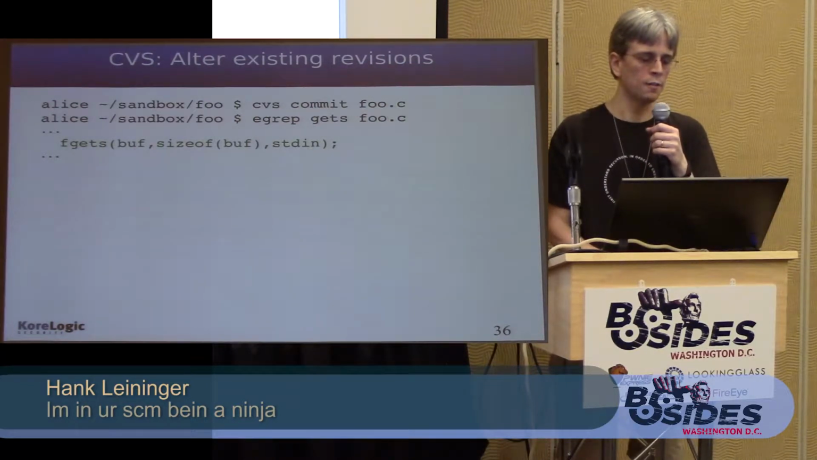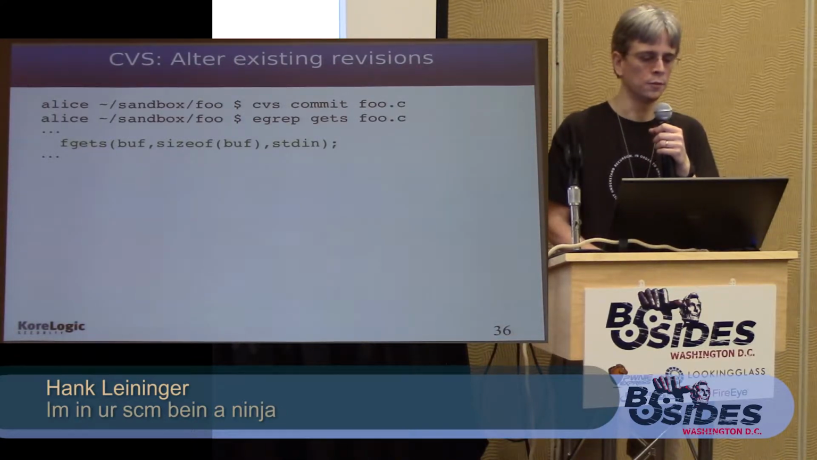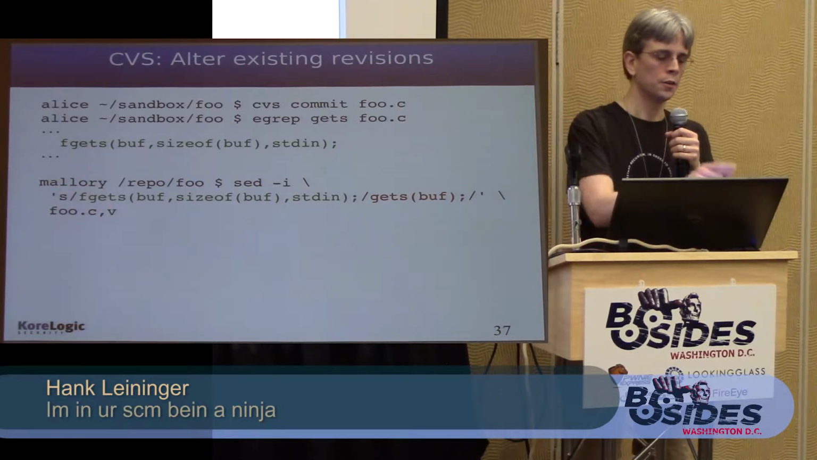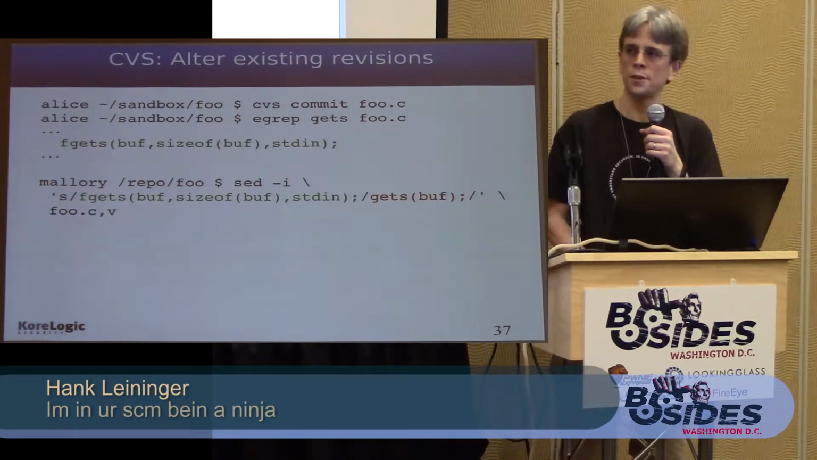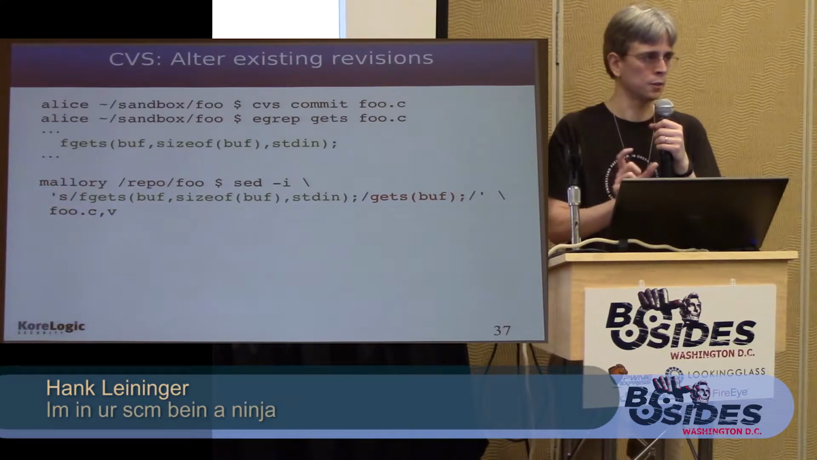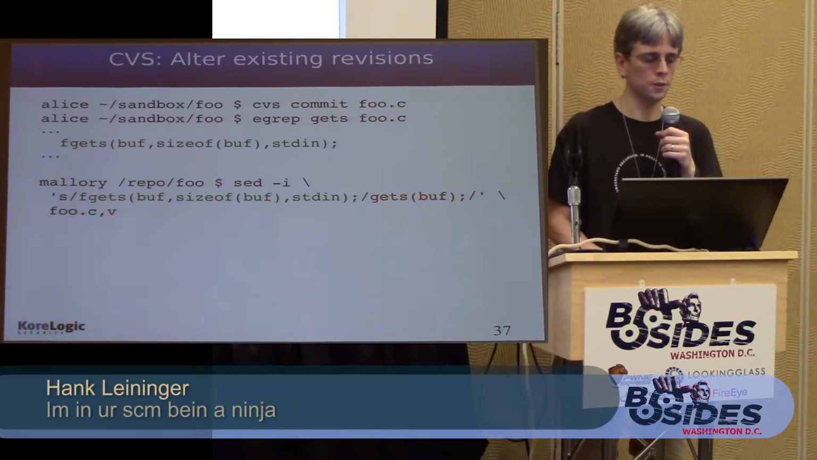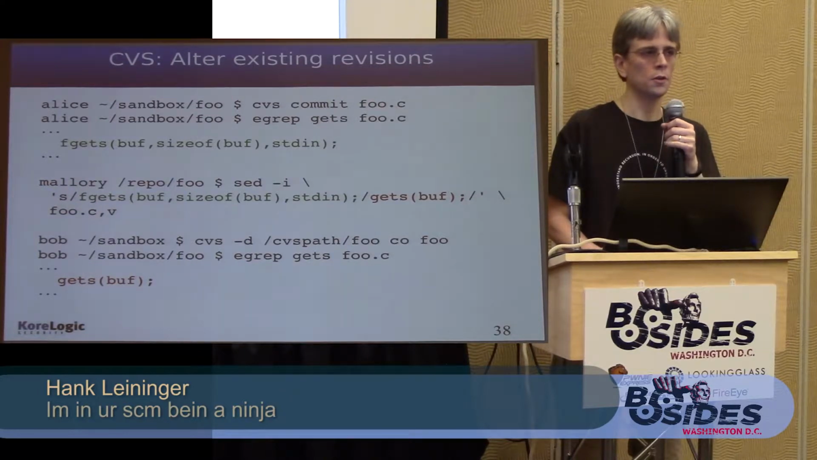So here's an example. We have Alice. She's sitting in her sandbox where she's been developing code, and in her foo.c she's got an fgets, which is safe. Now Mallory on the repository server, because remember this one requires repo disk access, literally all she has to do is change the line in the .v file, because the payload in the .v includes the text of the file being tracked. And Mallory is done. Now when Bob checks that code out, Bob gets the version that has the gets in it instead of fgets. Now that's bad.